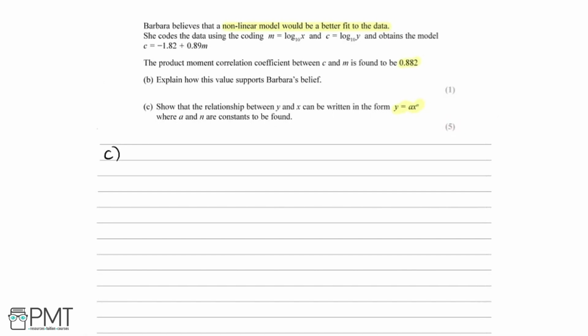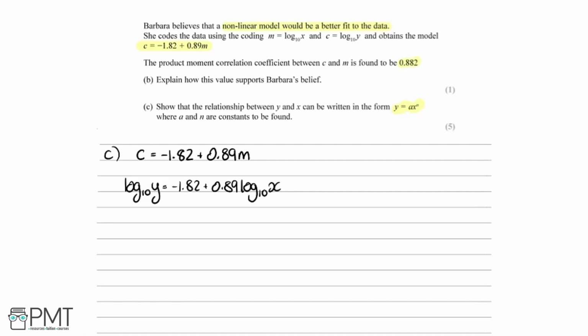So looking back up to the information earlier, we can see that c equals minus 1.82 plus 0.89 multiplied by m. And we know that she got to that by using the fact that m equals log base 10 of x and c equals log base 10 of y. So we're going to use this to work backwards. What I'm going to do is replace c with log base 10 of y and replace m with log base 10 of x.